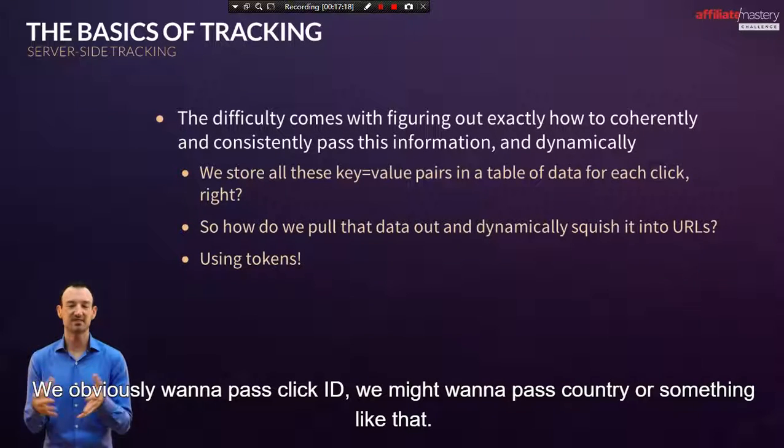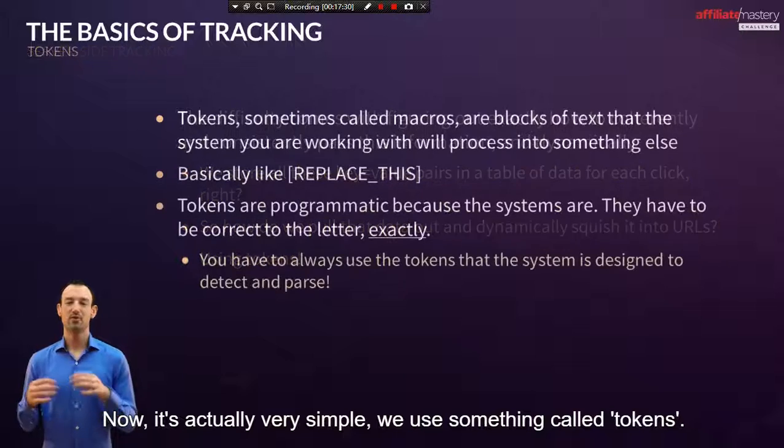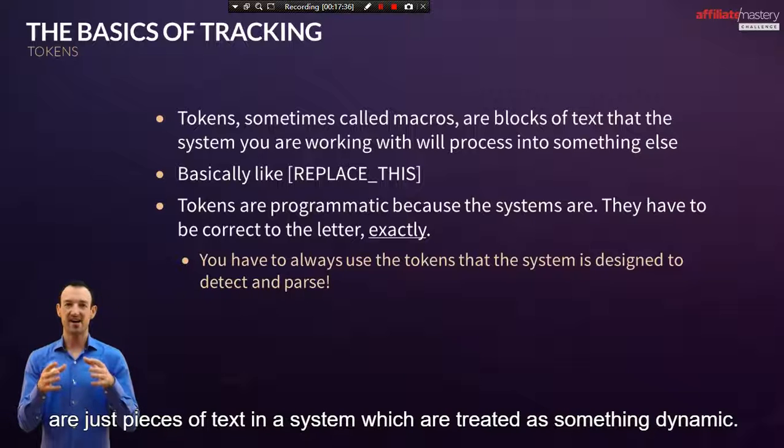We obviously want to pass click ID, we might want to pass country or something like that. The question is, how do we dynamically inject these values into our actual URLs? Now, it's actually very simple. We use something called tokens. They are sometimes called macros. And what these are, just pieces of text in a system which are treated as something dynamic.